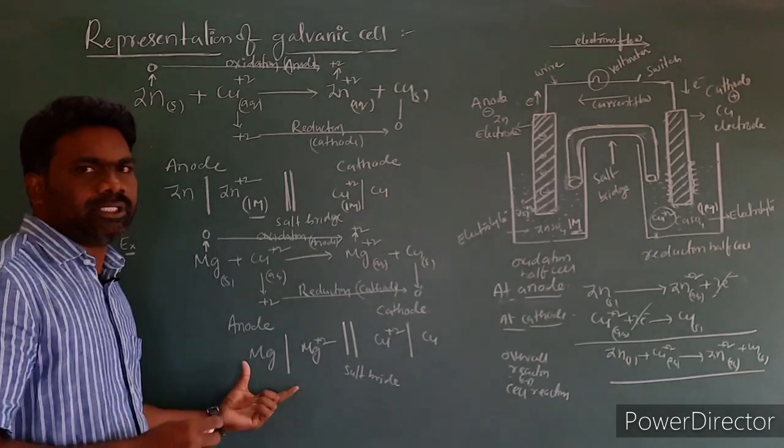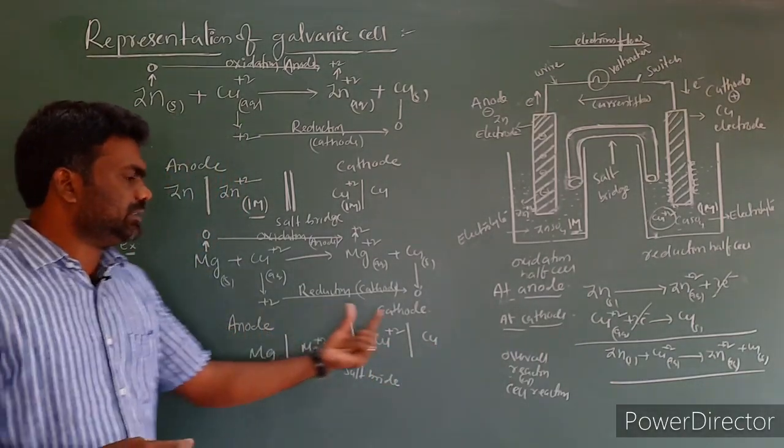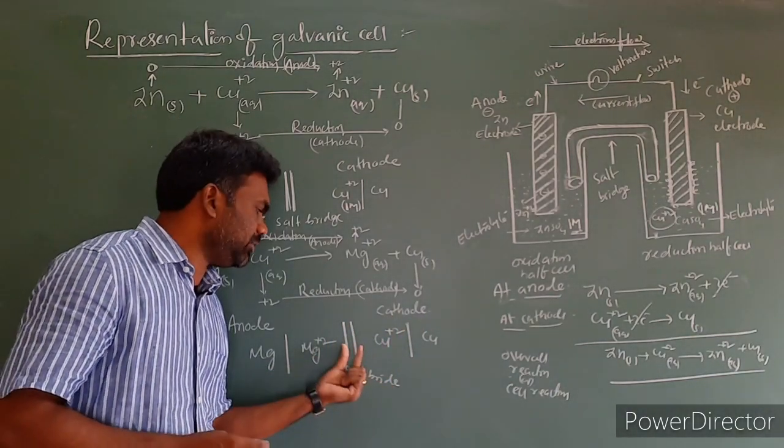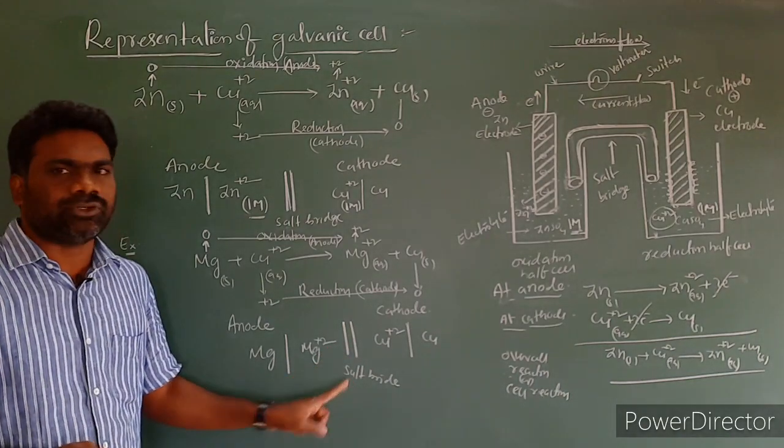This is the oxidation half cell, this is the reduction half cell. In the oxidation half cell there is the anode, and this is the cathode. These two half cells are connected by a salt bridge. The salt bridge is represented by a double vertical line.